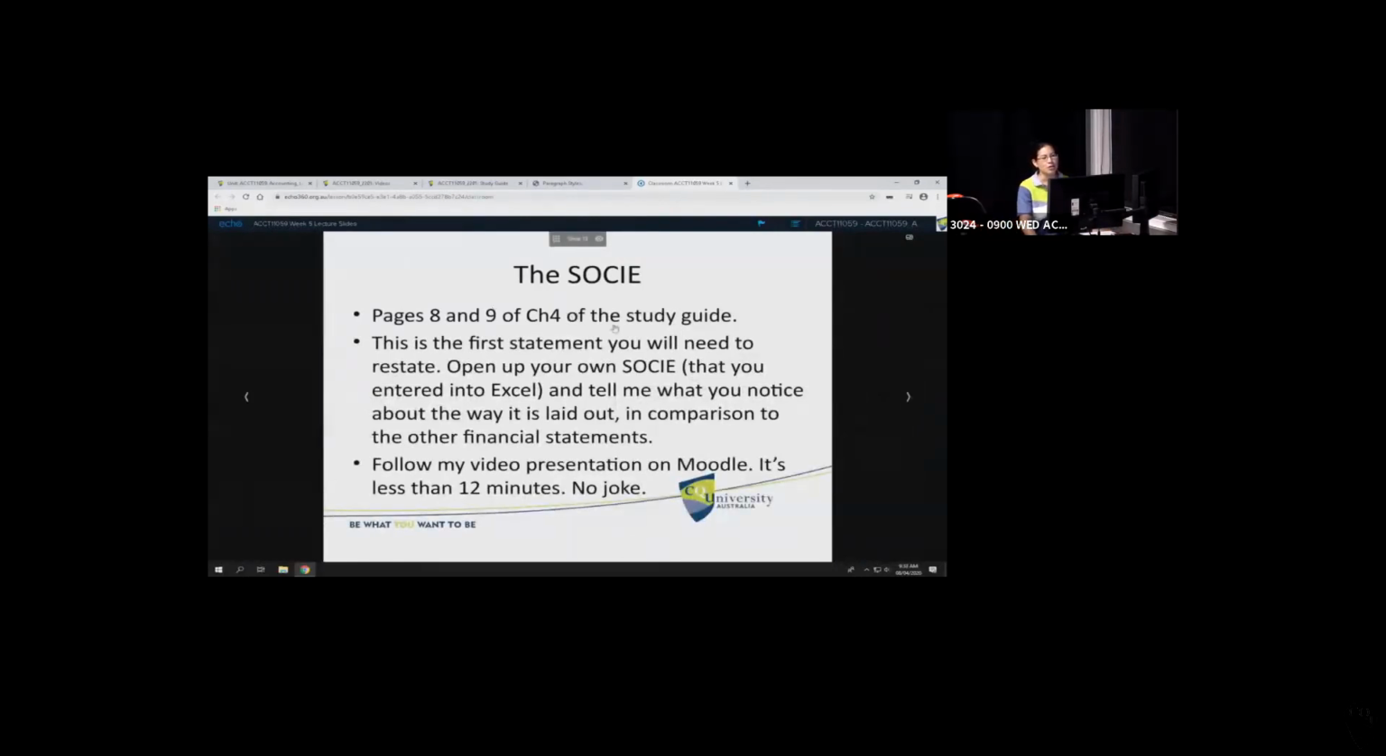Okay, so pages 8 and 9 of chapter 4 are to do with restating the statement of changes in equity, and that's the first statement that we are asking you to restate. It's also the quickest one to restate. Well, for me, it's the quickest one.